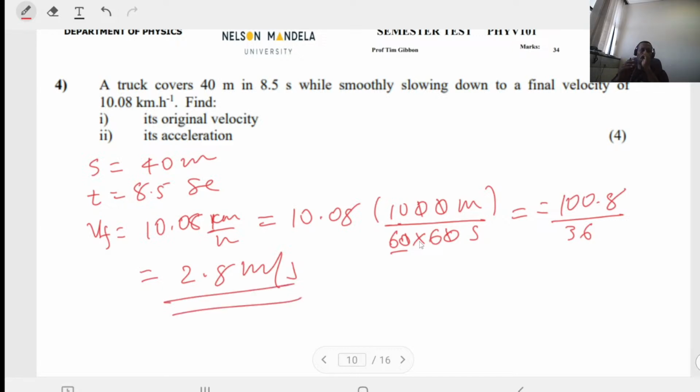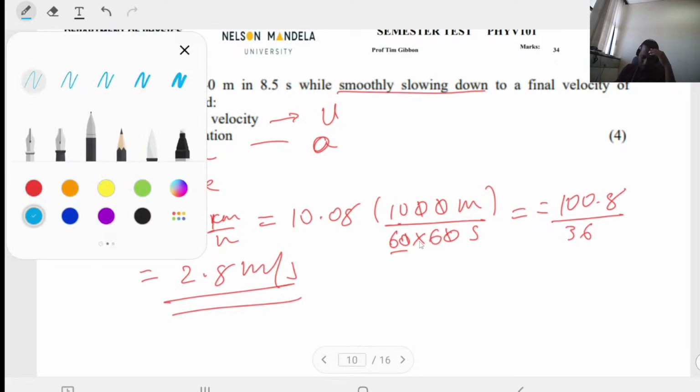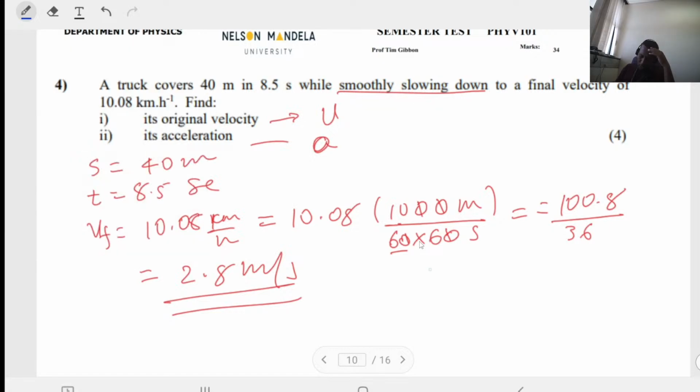Then I go back to what I am required to find: the initial velocity, u, and the acceleration. It's not acceleration, rather a deceleration, so a is negative because it's smoothly slowing down. How do I go then? What should I use? There are so many formulas. Should I use S equals u times t plus half a t squared?